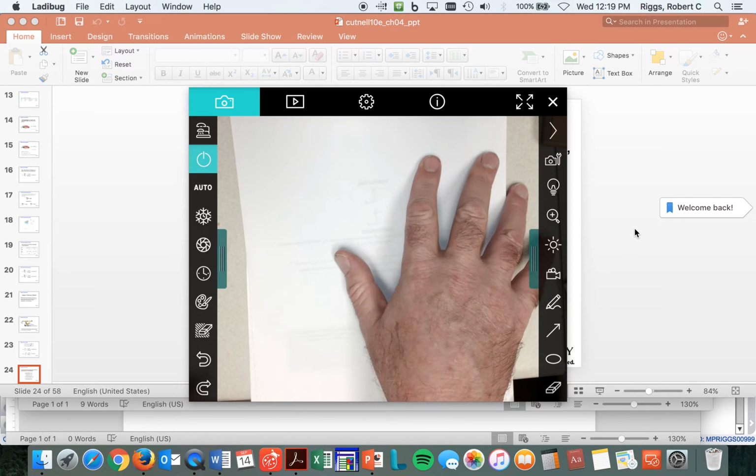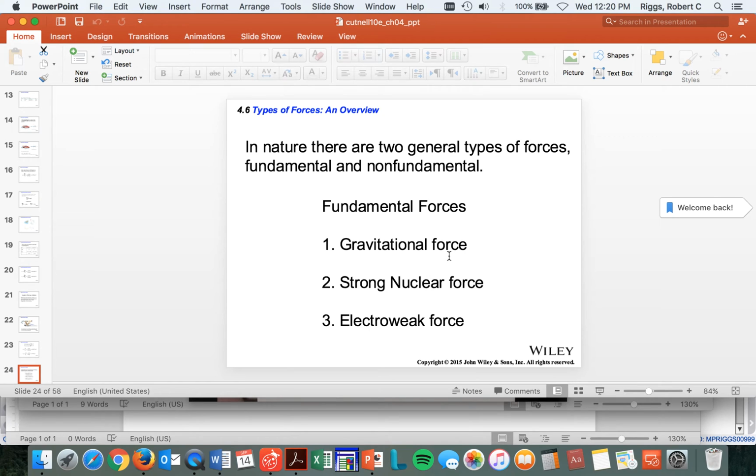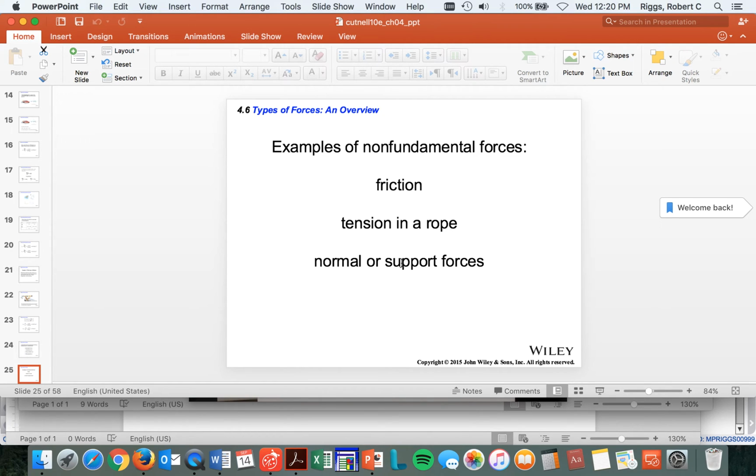All right, so we're going to talk about tension. Here it is. All the other forces that we're going to talk about, like friction, tension in a rope, normal or support forces, those are all examples of non-fundamental forces that come from the electromagnetic force. Or interacting with gravity. So there are only 3 fundamental forces: the electroweak force, or the electromagnetic. I like to split it up into 2.